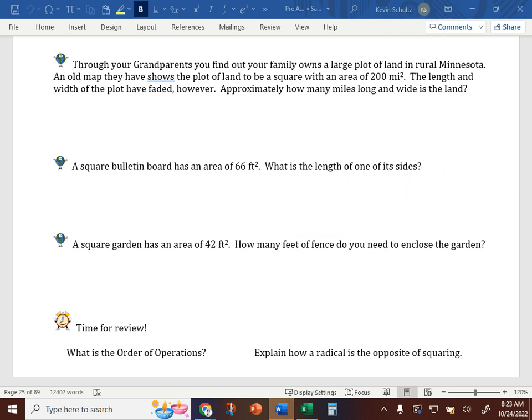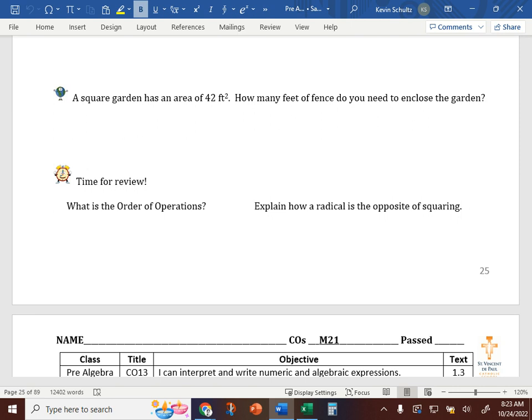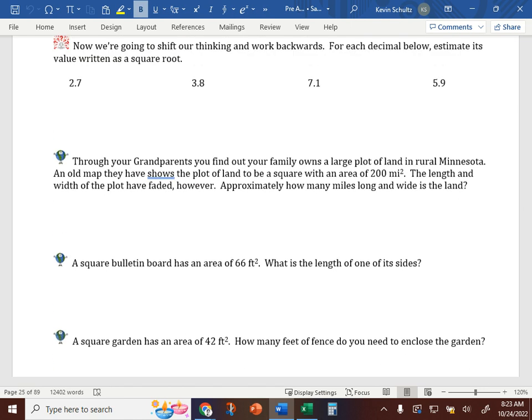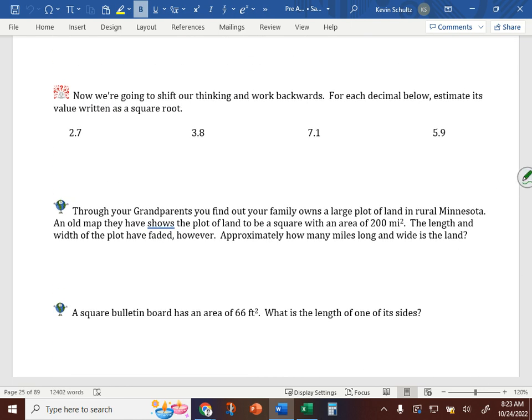Then some review at the bottom. What is the order of operations? And explain how a radical is the opposite of squaring. Remember, in PEMDAS, that E and the R, they're opposite operations. How are they opposite operations? And then this section here, this brain buster, we're working backwards. I'm giving you a decimal value. You're giving me a possible root value. So if the decimal estimation is 2.7, what root value could possibly give us 2.7?